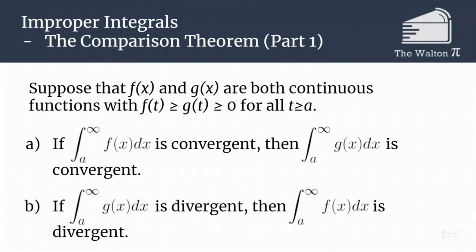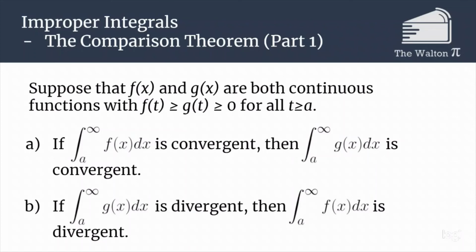We also have the comparison theorem. So if f of x and g of x are both continuous functions, with f always greater than or equal to g and both of them are always positive, then if the integral from a to infinity of f is convergent, then the integral from a to infinity of g is also convergent. And if the integral from a to infinity of g is divergent, then the integral from a to infinity of f is divergent. So that's basically going to be the same thing in all of our cases. It's just our bounds are going to be different.